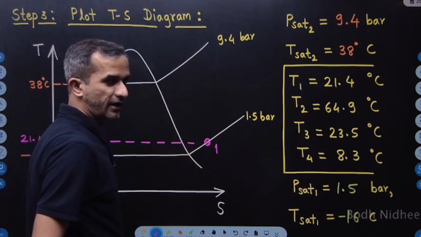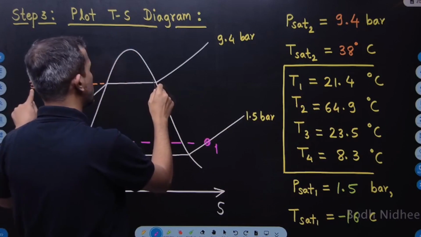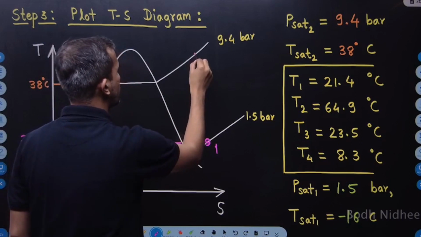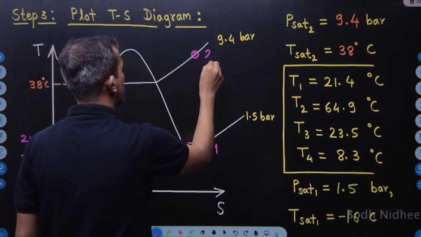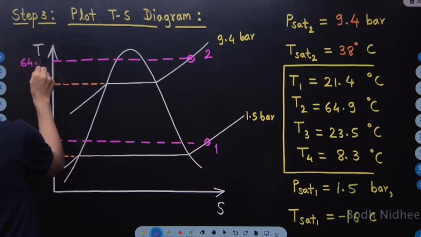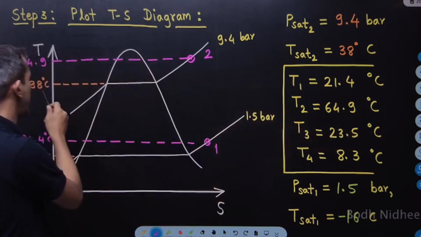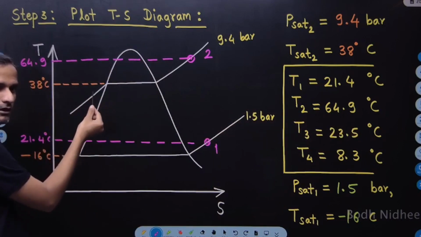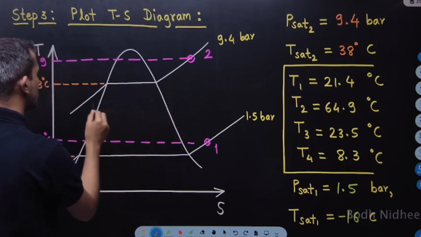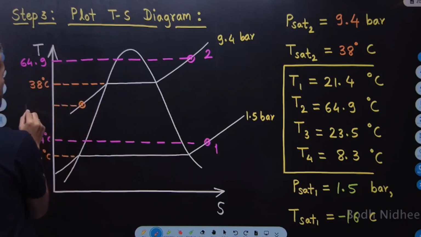At what point will the compressor end? The temperature at the exit of the compressor is 64.9. It is greater than 38, so it is superheated. This is point number 2, with temperature 64.9. Then if I go to T3, it is 23.5. 23.5 is less than 38, so point number 3 will be in the subcooled zone.